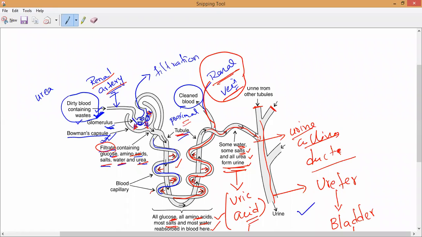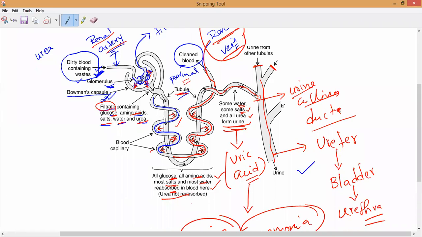So now most of the water, most of the glucose, and most of the amino acids and salts will be reabsorbed into the blood, except urea. Along with the urea, all the nitrogenous products, some water, some salts, and complete urea, and some uric acid are passed to the urine collecting duct.